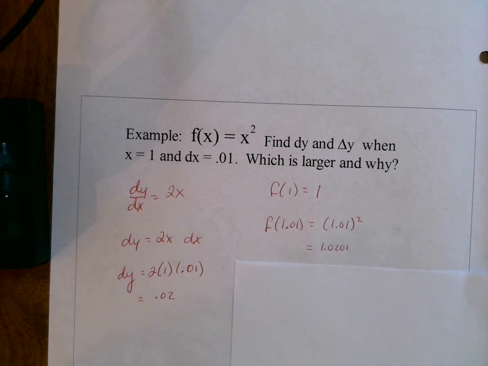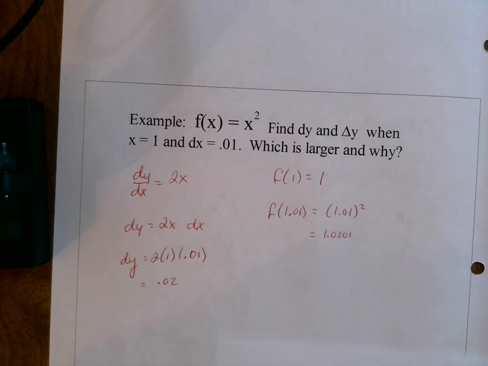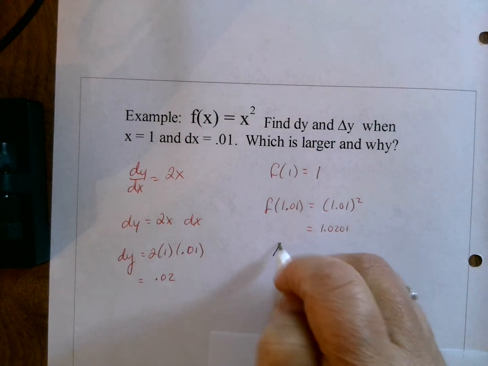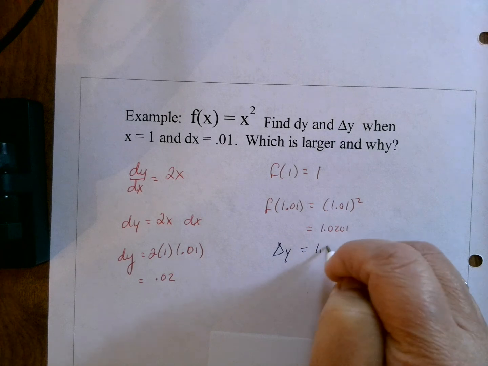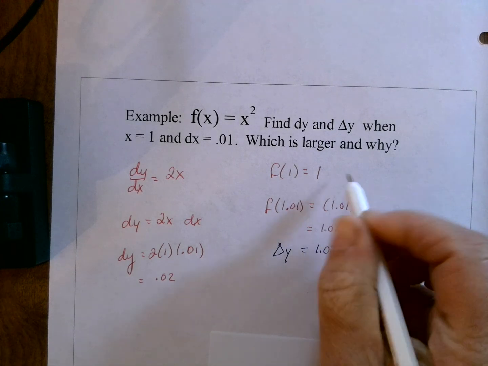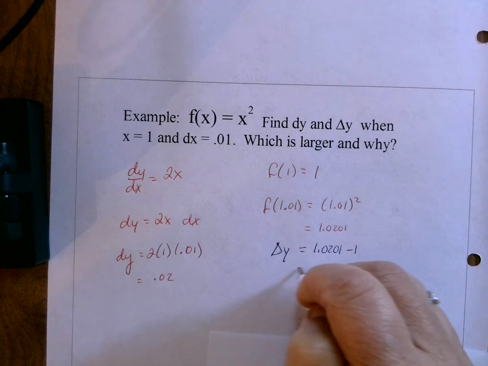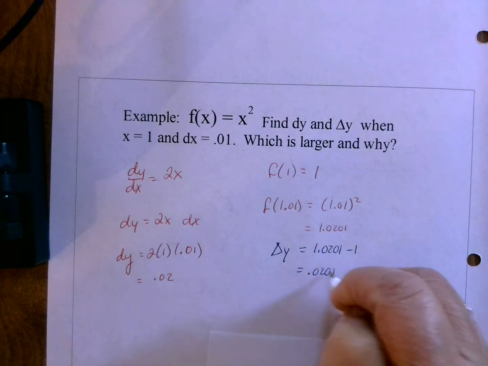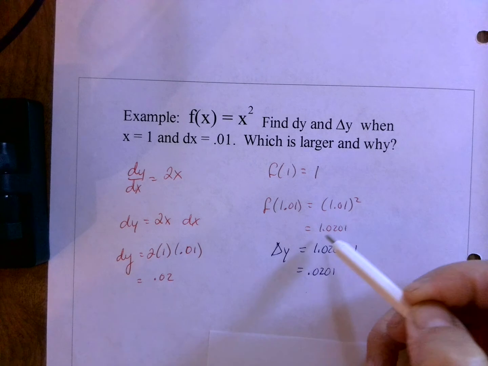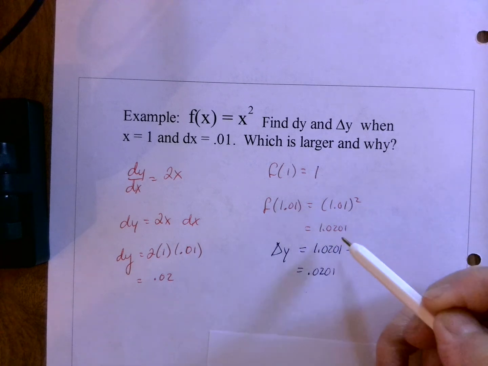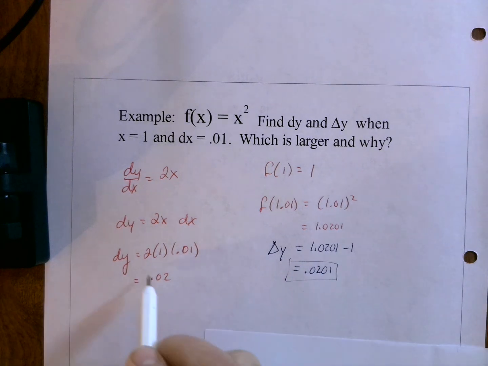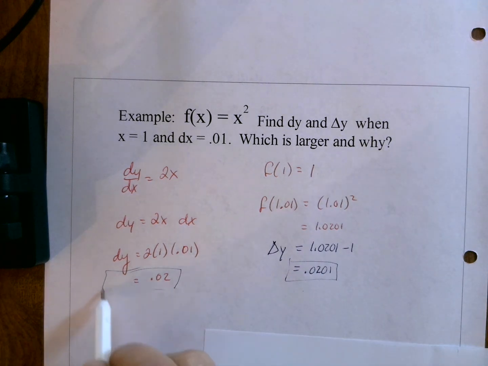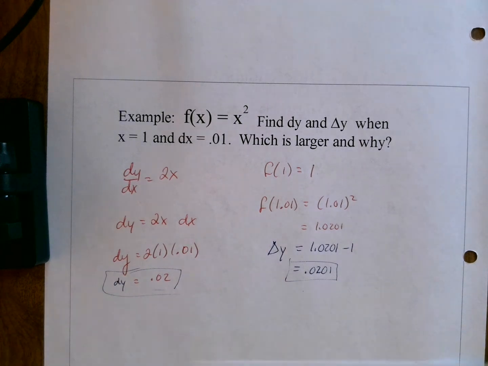The delta y, change in y, is my ending function value minus my beginning function value, because that is the change in y. y2 minus y1, the ending y value minus the beginning y value. Here's delta y. Here's dy. Which is larger in y?